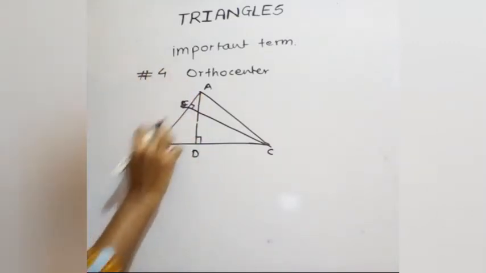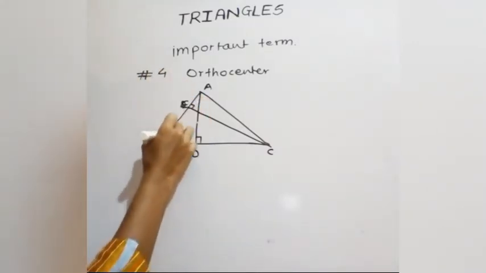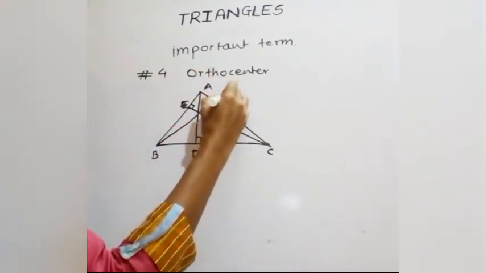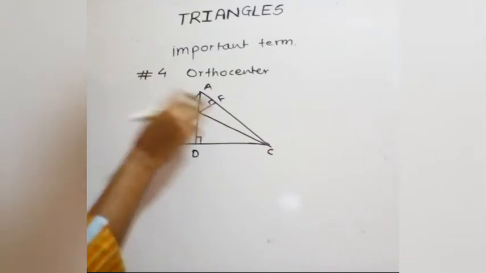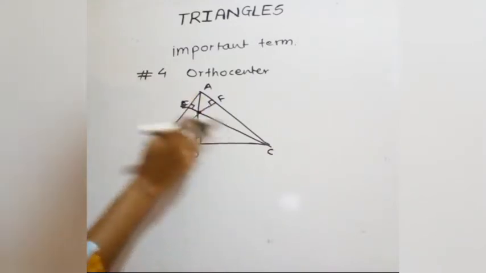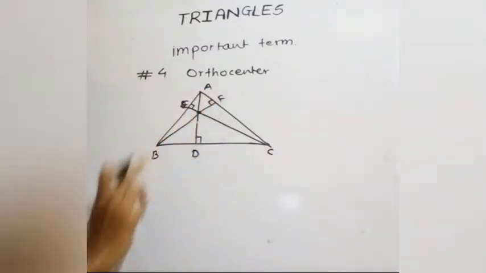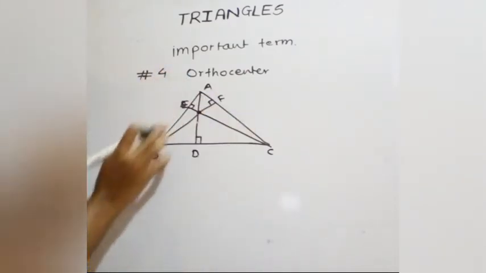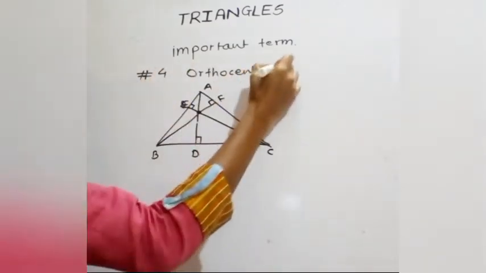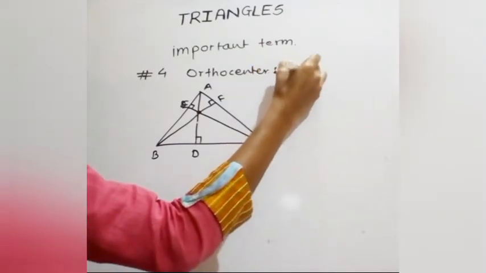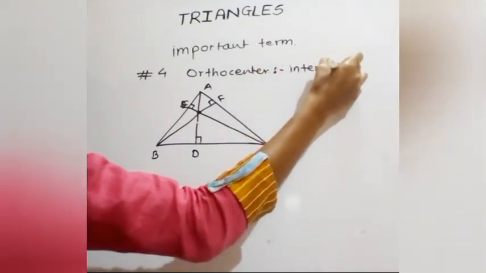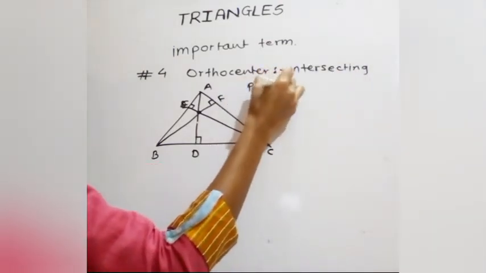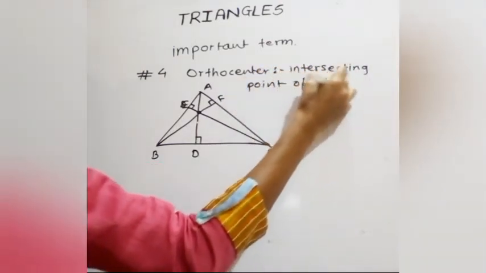And if we draw a perpendicular line from this, this makes point F at 90 degrees. So all these, AD, CE and BF, are altitudes. The intersection of all the altitudes is called the orthocenter. So what is orthocenter? Orthocenter is an intersecting point. Intersecting point of what? Intersecting point of altitudes.